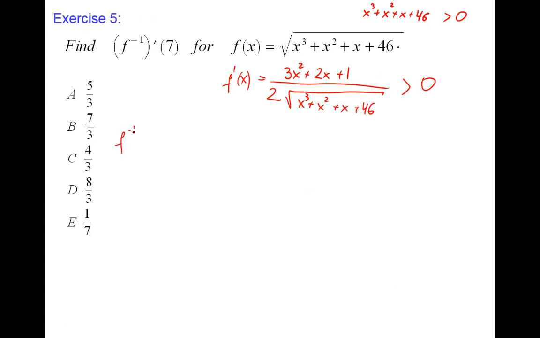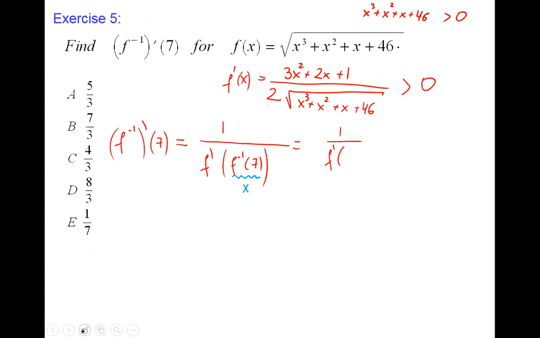We will need this, but let's solve the problem. We have to find the derivative of the inverse at 7. It's equal to, and that's our formula, 1 over f prime of f inverse at 7. We remember we have to find out this f inverse at 7. This is my x, so 1 over f prime at x. Let's work on this one. If f inverse at 7 is x, then f of x is 7.